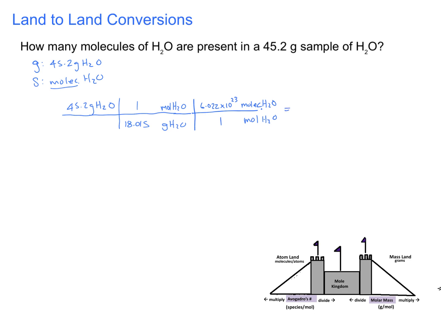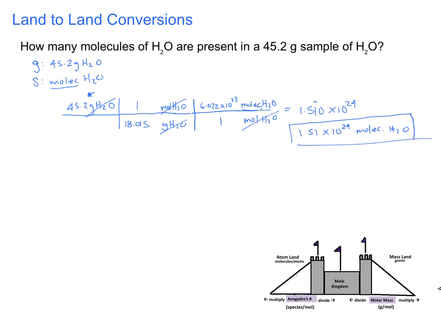We're going to plug this into our calculator, and that's going to give us 1.510 times 10 to the 24th. Significant figures are going to be dictated by this original value. There are 3 sig figs there, so we're going to have 3 sig figs in our final numerical answer. And then a dimensional unit analysis: grams of H2O cancel, moles of H2O cancel, molecules is what's left over. So molecules of H2O is what we've calculated with the correct significant figures using our mole kingdom.